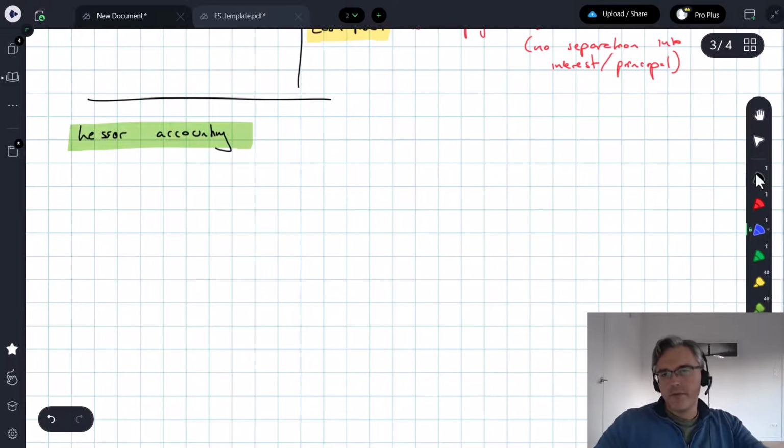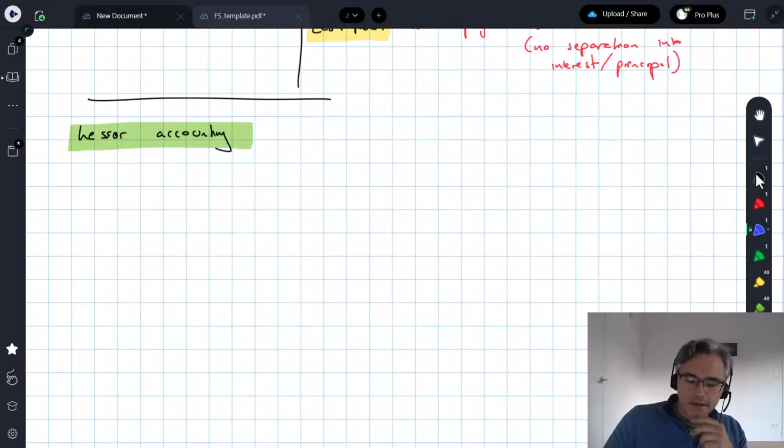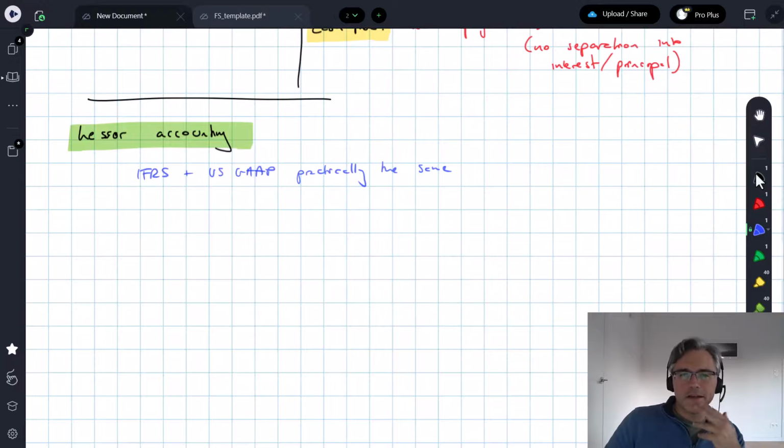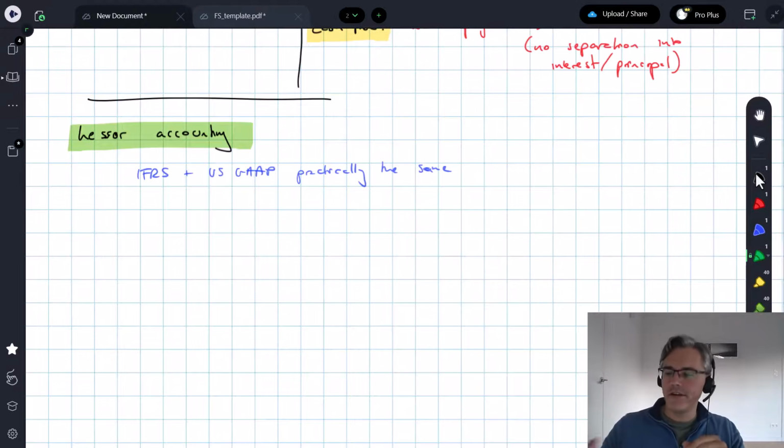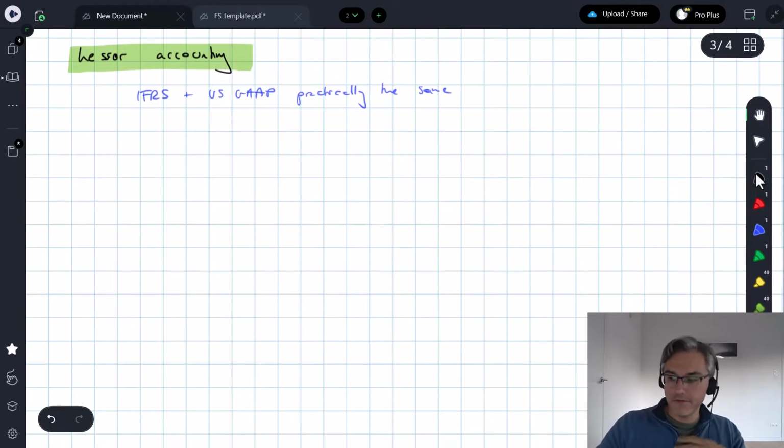Lessor accounting now. So we're looking at the other side, the owner of the asset. Well, the good news is, even though it's not exactly true, your book says IFRS and US GAAP are practically the same. They are almost the same. US GAAP rules are a little bit quirky for lessor accounting, and you used to have to know the specifics for US GAAP. Nowadays, the curriculum says that from an analytical perspective, they're practically the same. So you don't need to learn two sets of rules.